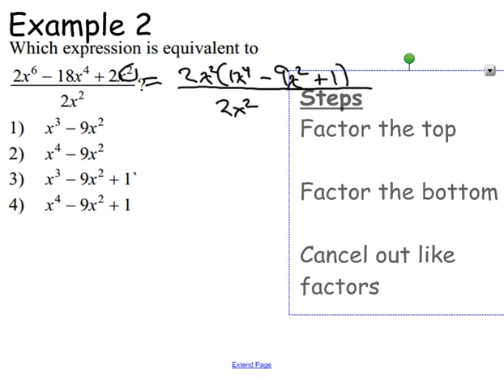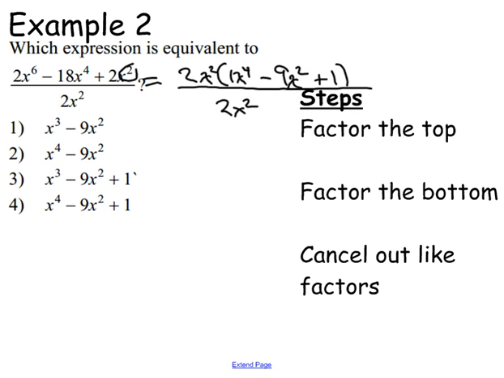So again, you factor the top, factor the bottom, cancel out like factors. So the 2x squared cancels out with the 2x squared, and I'm left with x to the 4th minus 9x squared plus 1. That would be choice 4.